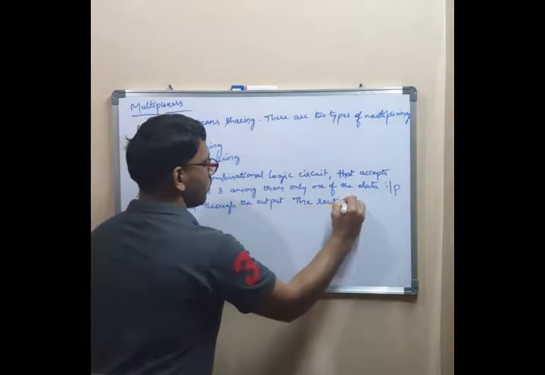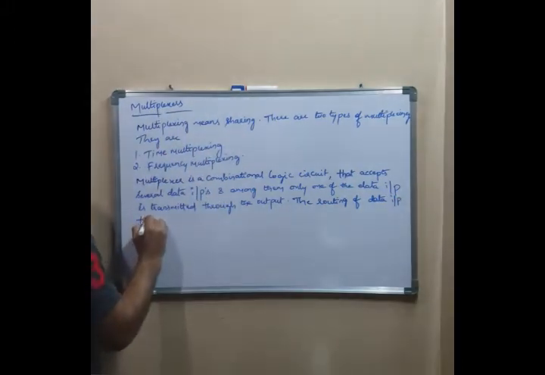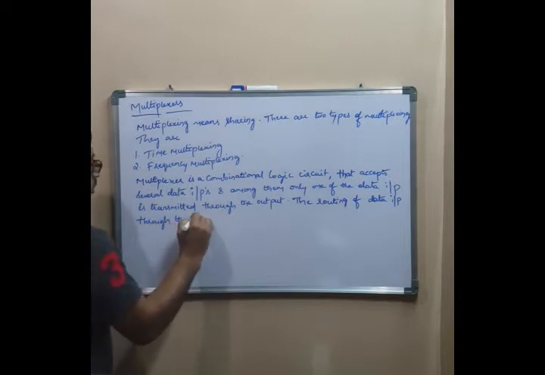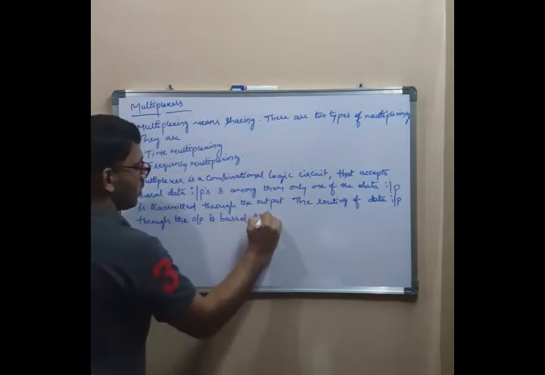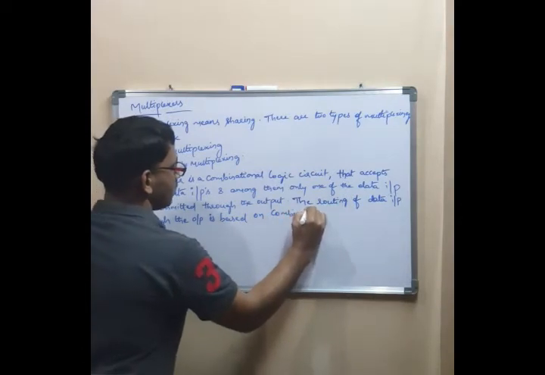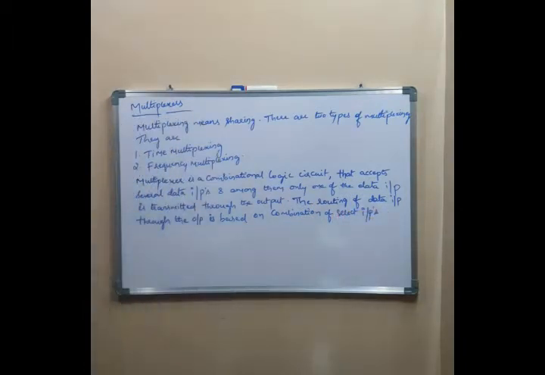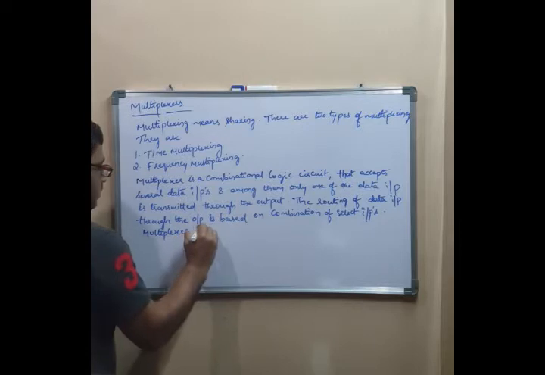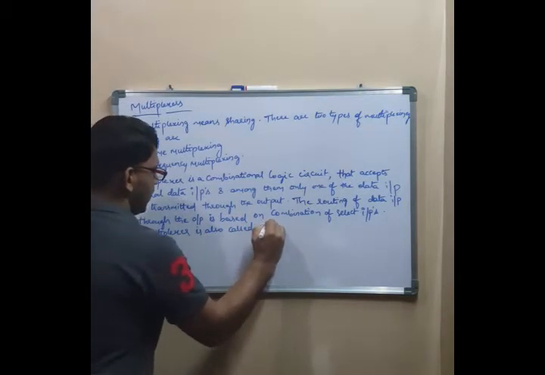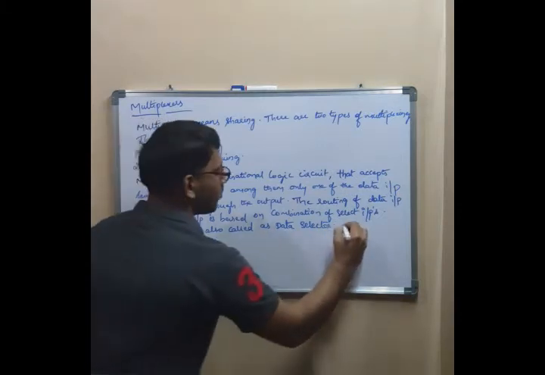The routing of data input through the output is based on the combination of select inputs, right? So multiplexer is also called a data selector. In short form, it is called MUX.